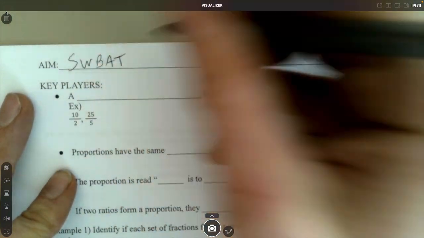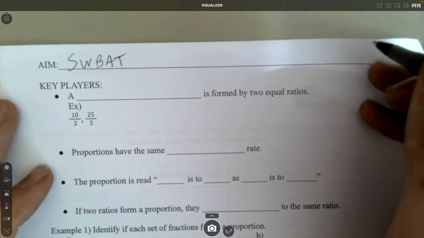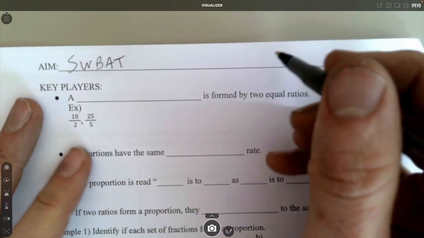My projector went out, so it's going to look a little bit different. We're going to work on pen and paper.